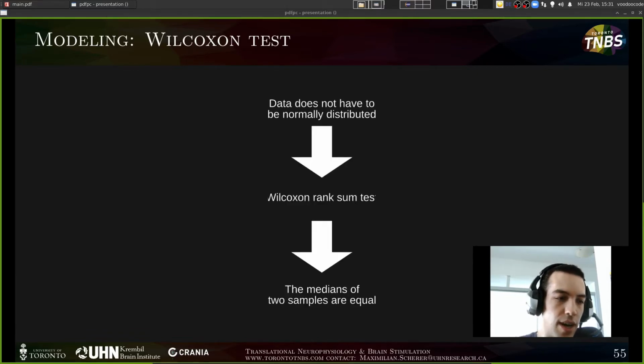And the question the Wilcoxon test answers is whether the medians of two samples are equal or not. And when doing those hypothesis tests, you always have to keep in mind what the specific hypothesis is you're trying to invalidate.